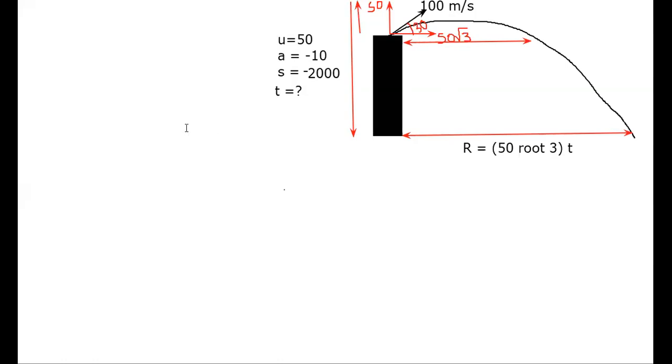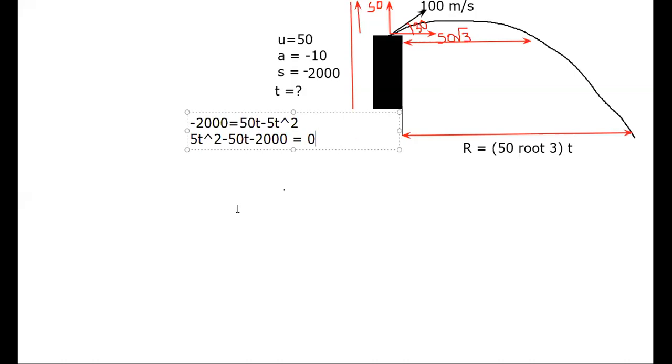Yeah, Tanmay, as per this condition, if I check, it will be minus 2000 for the whole motion. That is equal to 50t minus half a t square, so that will be 5t square. So the equation will be 5t square minus 50t minus 2000 equal to 0. So this is for the total time. So that is coming to around minus 50 and minus 2000.